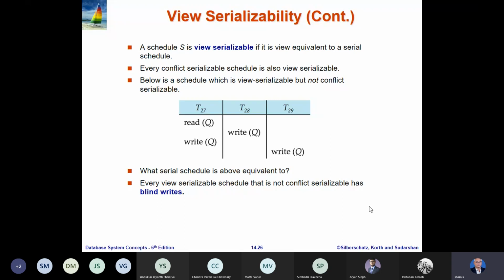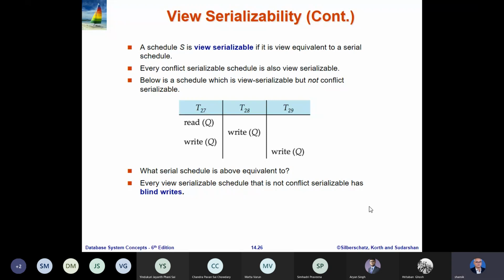But in the equivalent serial schedule, T28 will be following T27. So in that case, T28 will read the value of Q that is written by T27. So that is not going to let it remain view serializable. It is a telltale sign that a schedule will be view serializable but not conflict serializable when it has this type of blind writes.